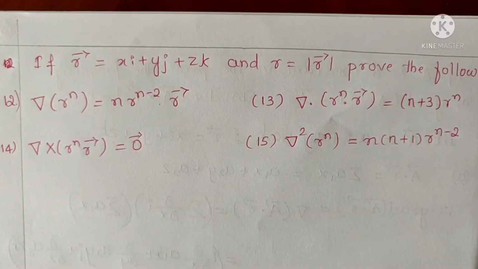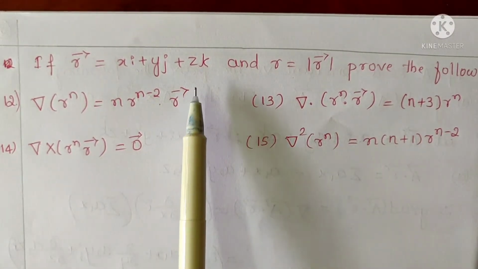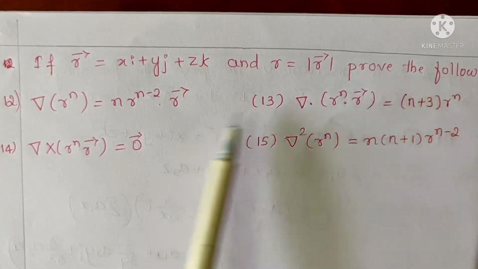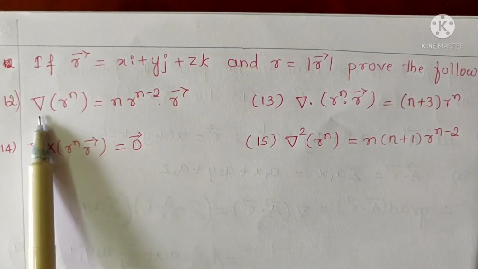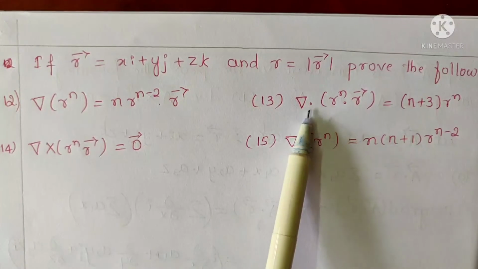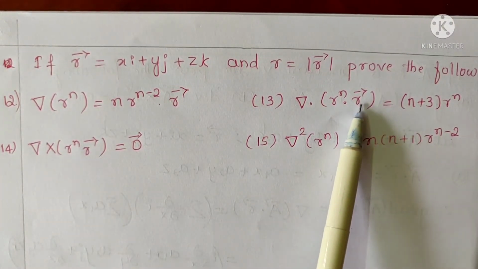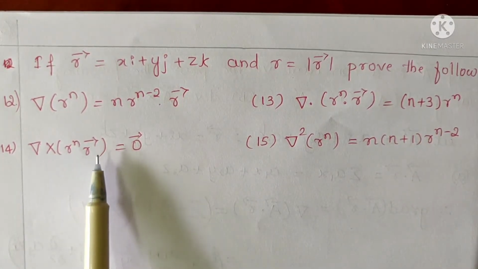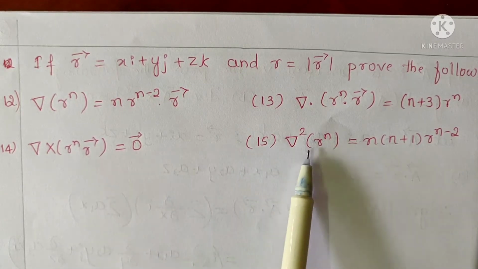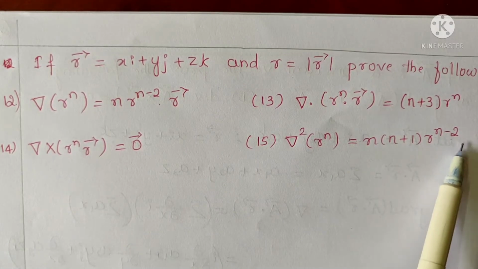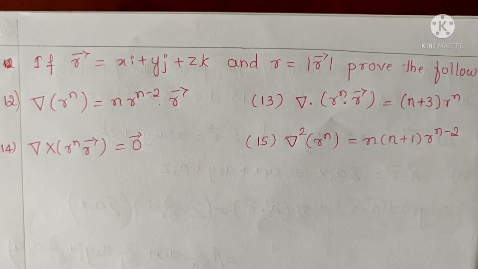So next example. If vector r is equal to xi plus yj plus zk and r is equal to magnitude of vector r, then prove the following. First one, del of r to the n is equal to n into r to the n minus 2 vector r. Then del dot r to the n vector r is equal to n plus 3 r to the n. Next one, del cross r to the n into vector r is equal to 0 vector. Next, del square r raised to n is equal to n into n plus 1 r raised to n minus 2. These are also set of problems which involve symmetric functions.